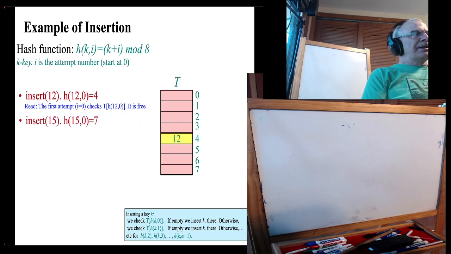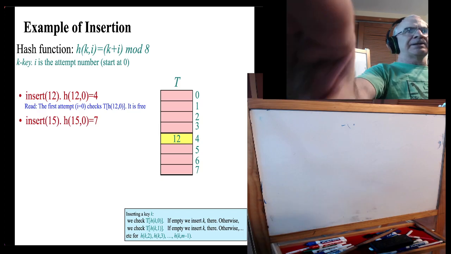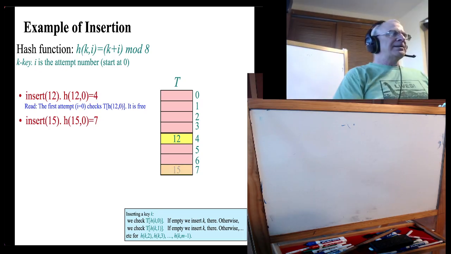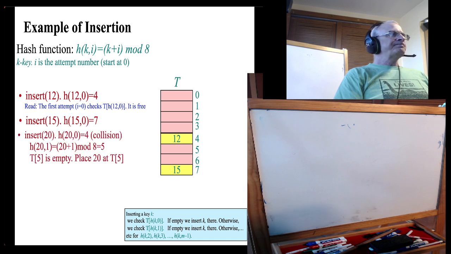Next, I am inserting 15. Again, attempt 0. And that's where I'll insert 15, to cell 7.